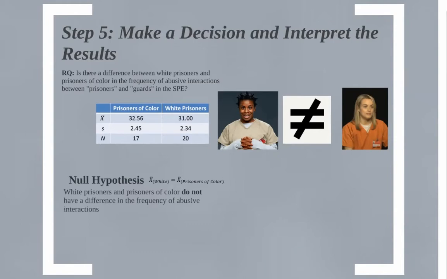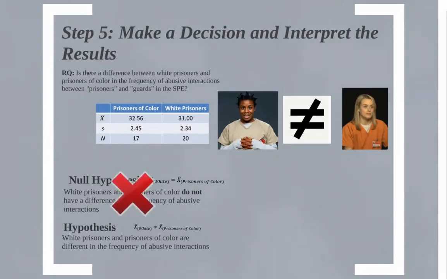And so we can check out our null hypothesis, and what our null hypothesis says is that white prisoners and prisoners of color do not have a difference in the frequency of abuse. Our hypothesis is that white prisoners and prisoners of color do have differences in the frequency of abuse. And so what we can do is we can reject our null hypothesis, right? Because our obtained t, excuse me, fell beyond our critical region. So we can reject the null hypothesis. And so what does this mean? Let's do an interpretation here.